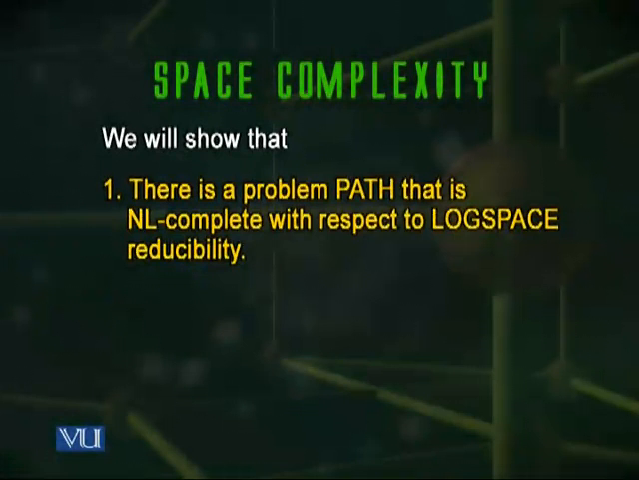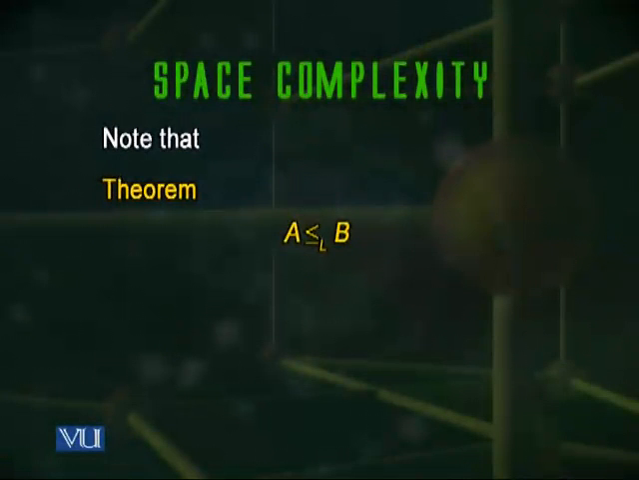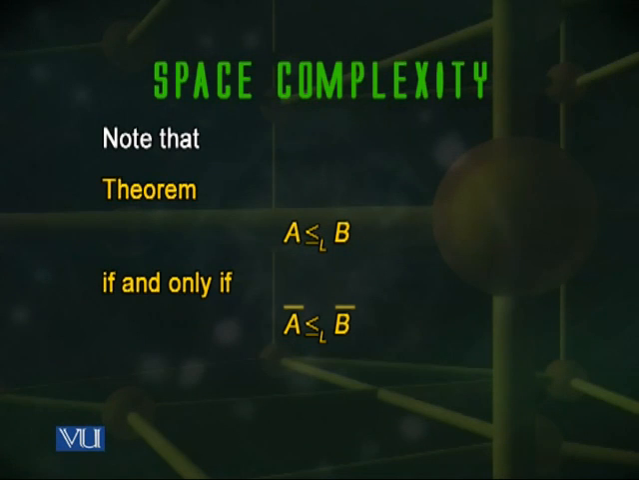What we will show is that there is a problem PATH that is NL complete with respect to log space reducibility. The second thing we will show is that the complement of PATH is in NL. This means that PATH is in co-NL. Now, one thing to notice about log space reducibility is that a language is reducible to another language if and only if the complements also satisfy the same relation. Formally, if A is log space reducible to B, then A complement must be log space reducible to B complement.